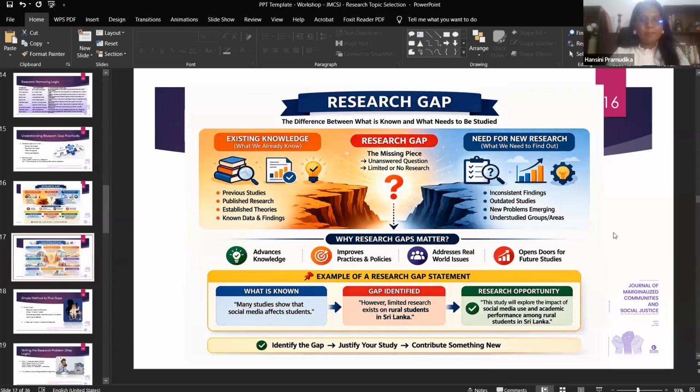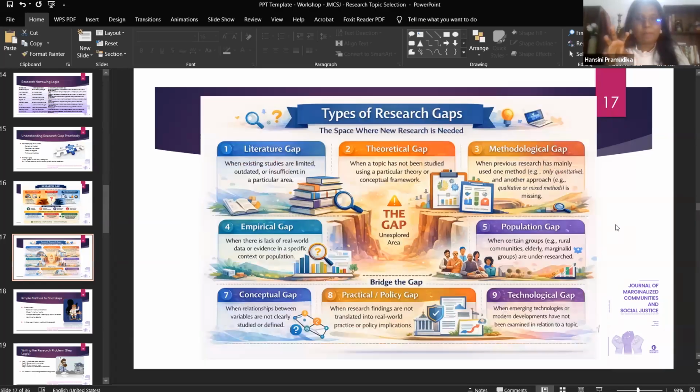And then there are types of research gaps. The space where new research is needed, right? There are 9 research gaps I put here, so you can read it out. Very important. First one is the literature gap. You learned about that during yesterday's session, right? Literature gap and theoretical gap.